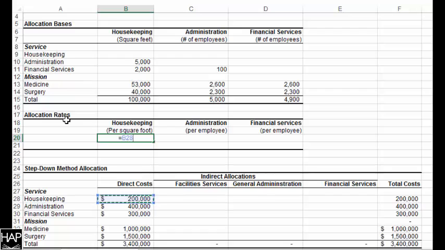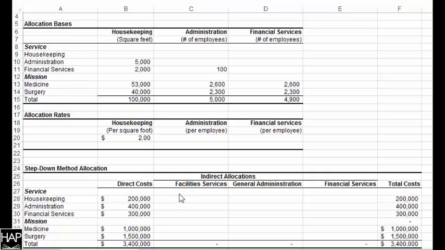So I'm going to divide that $200,000 by the number of square feet, because that's the cost driver, for the other departments. So I've already gotten rid of the square feet in housekeeping, so I just need the square feet of the other departments. I've got the allocation rate for housekeeping. I can't calculate the allocation rates for administration or financial services yet because I have to go all the way through the process with housekeeping first, as it's the first one in the sequence.